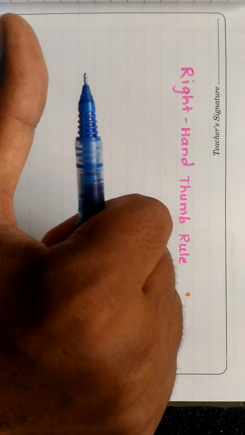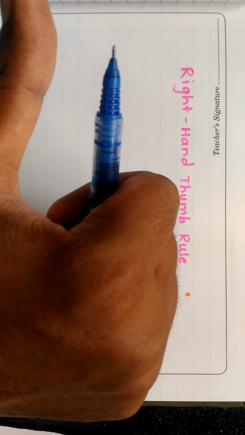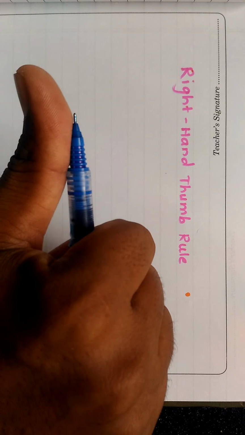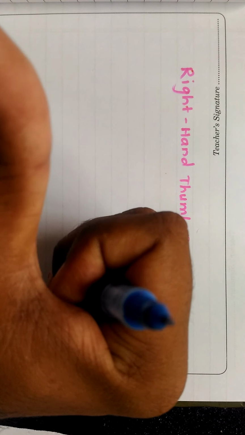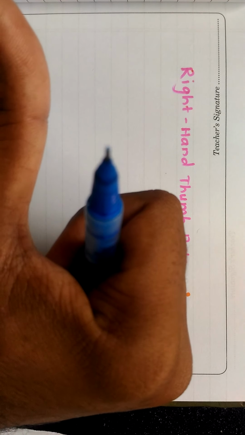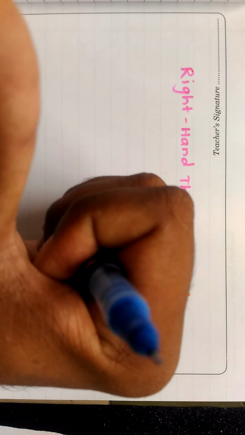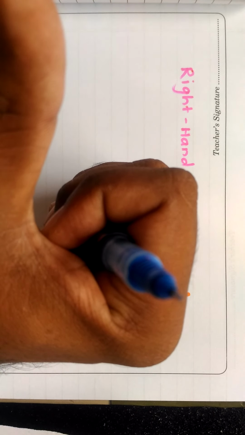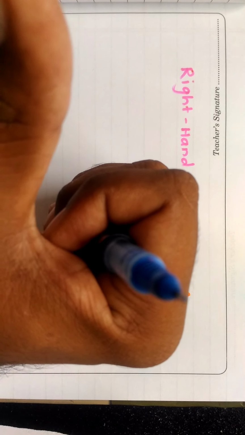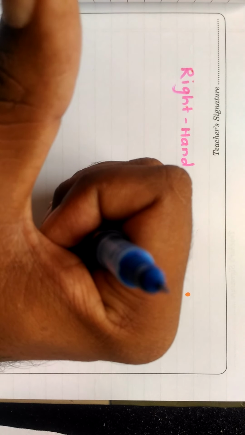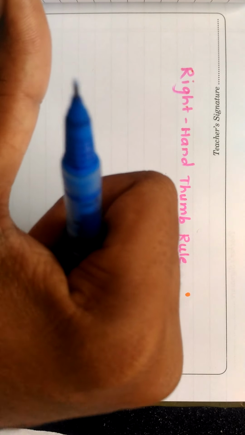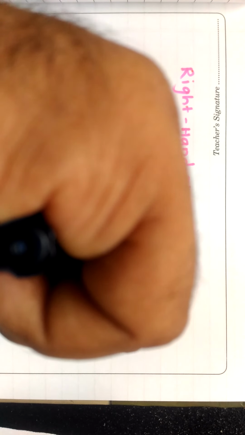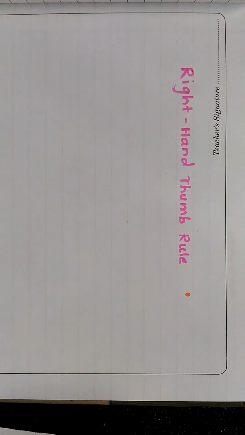Once again I repeat this law. Imagine you are holding a current carrying conductor in your right hand such that the thumb is stretched in the direction of current. Then your curled fingers show the direction of magnetic field. Means, as I told you before also, if the current is upward, the direction of magnetic field is anti-clockwise. Look at here, anti-clockwise fingers. And if the current is downward, then the direction of magnetic field is clockwise. So you understood this right hand thumb rule.